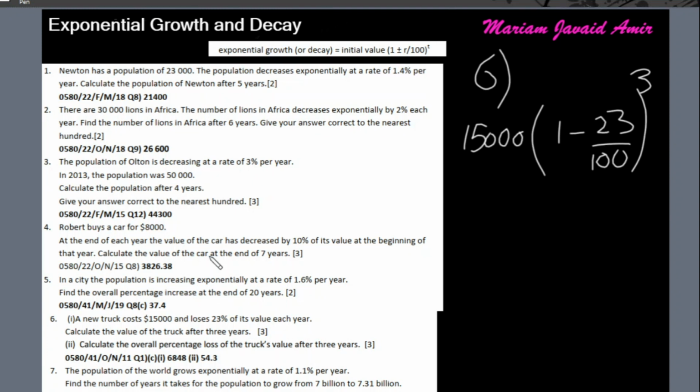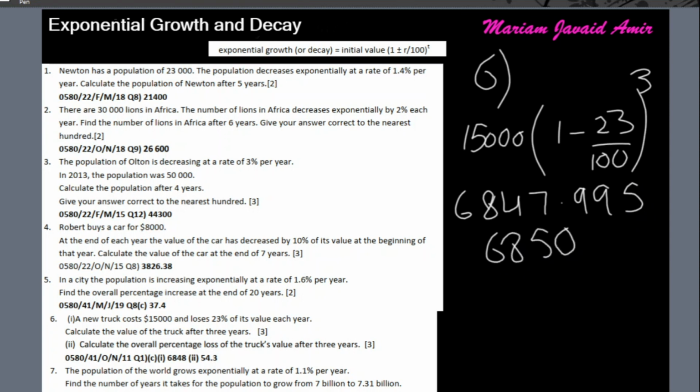Let's find this value, and we get 6847.995, and rounded off to 3 significant figures, I guess we get 6850. Here they've used 6848, which is rounded off to 4 significant figures. So you may use this or you may use this. I guess the answer should get accepted.